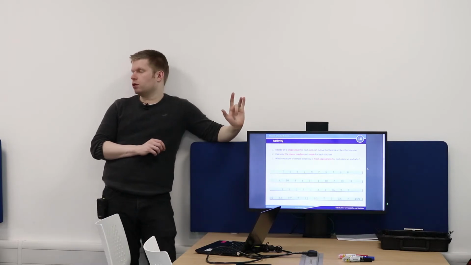What's the mean for the third one? Was it 7? Yeah, 7. The mean comes out as 7, whereas the mode and the median came out as something much lower. Can anybody think why the mean comes out as something different?